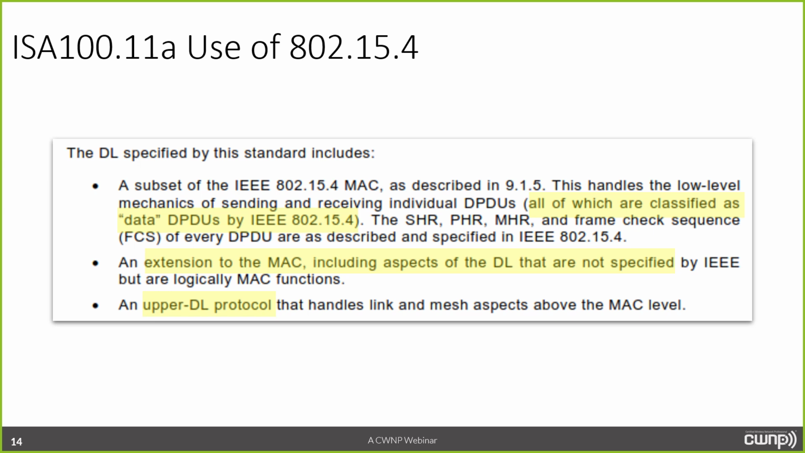So one of the key things that ISA100.11a does to give even better control and management of the network is that it actually has what they call an upper data link layer protocol. So it takes the MAC and says, all right, we're going to do what 802.15.4 does, at least the parts that we require, but we're also going to do more than that. Okay, so it has this concept of an upper data link protocol that it implements.